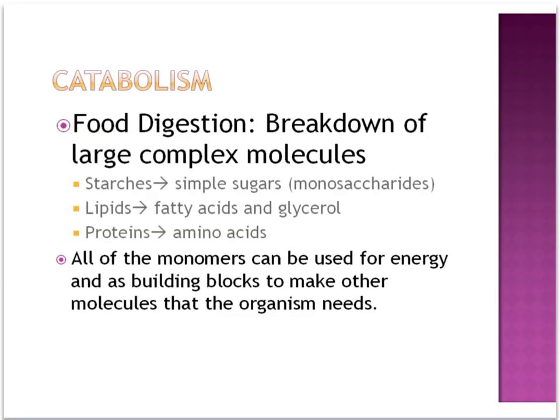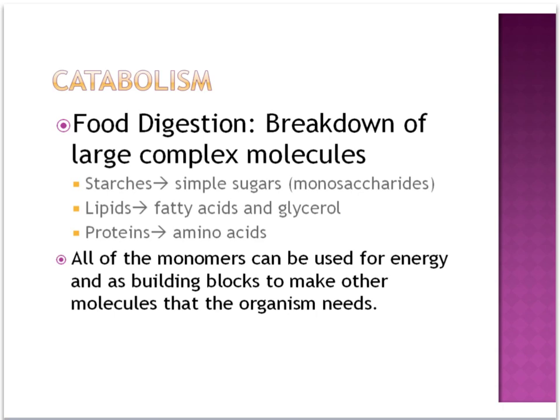So our metabolism is a combination of all the chemical reactions going on in our body. And some of those reactions are catabolism, which is the breakdown of large molecules. A good example of that is food digestion. When we digest food, those big polymers like starches get broken down into their little building blocks. The monosaccharides are simple sugars like glucose. So the starches turn into simple sugars. The lipids turn into fatty acids and glycerol. And the proteins break down into amino acids.